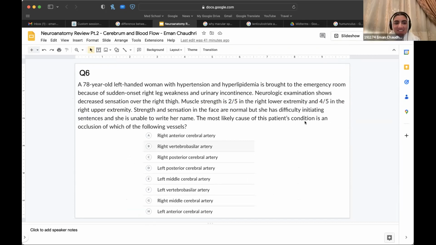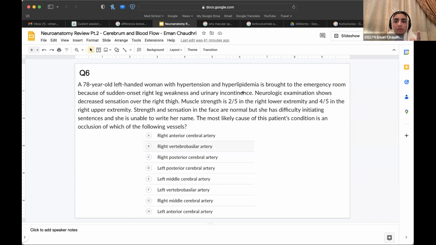Okay. So, a 78-year-old left-handed woman with hypertension and hyperlipidemia is brought to the emergency room because of sudden onset right leg weakness and urinary incontinence. What's affected? Just if you read this alone, what do you think is affected? Primary motor cortex. Sure. Okay. Good.